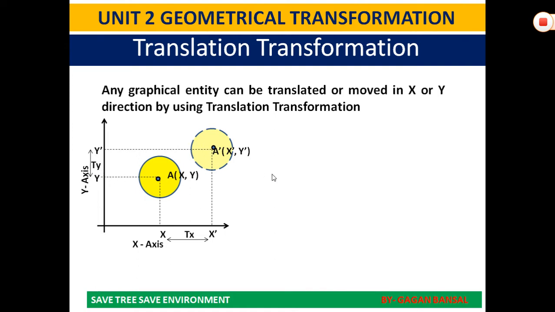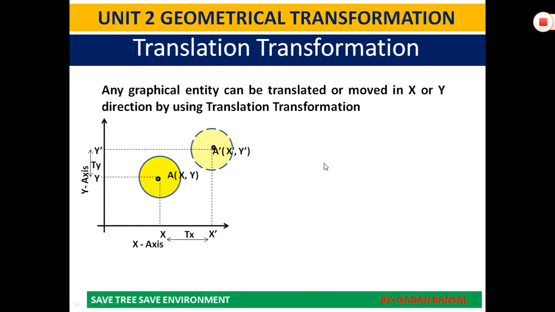So we can say, as from the figure it is very clear, that from the origin till x dash the distance will be x plus tx. That means the coordinates of final position, that is x dash, will be x plus tx, or we can say original coordinate plus the transformation in x direction. Similarly the coordinates of y dash will be y plus ty, that is ty and tx are the translation in x and y direction respectively.